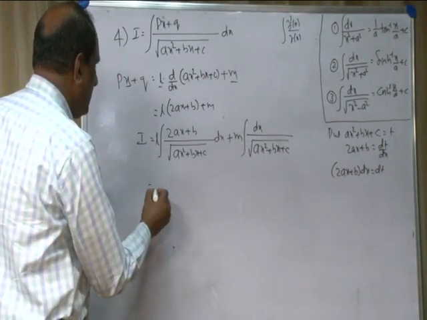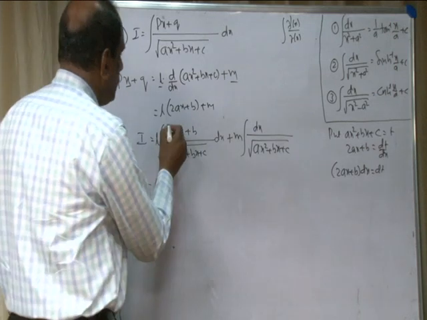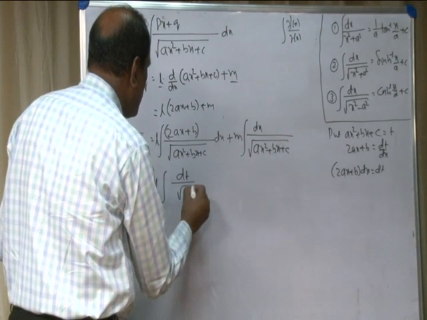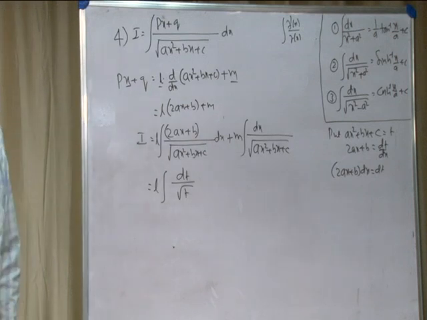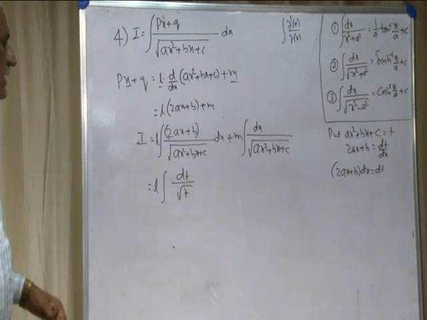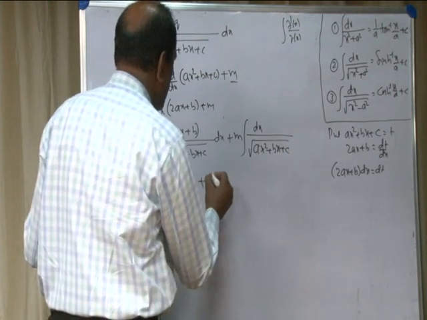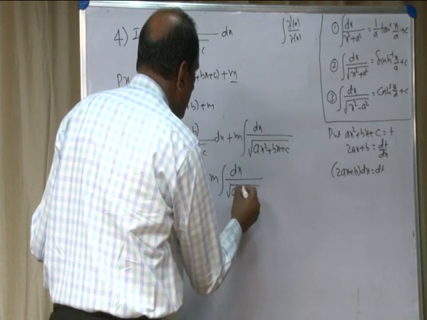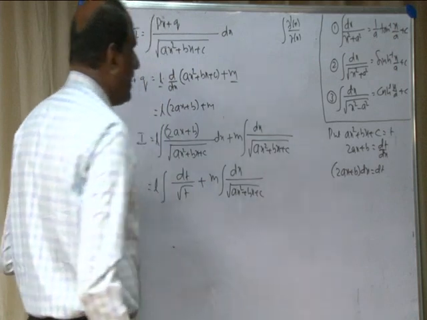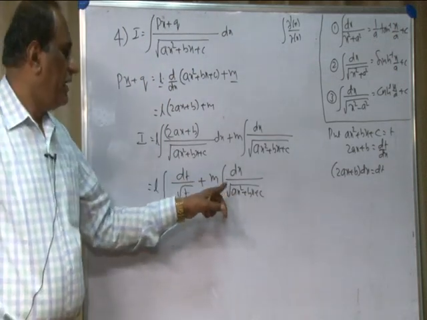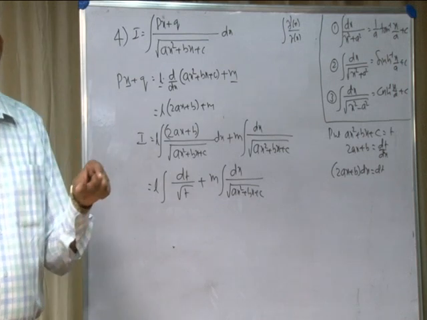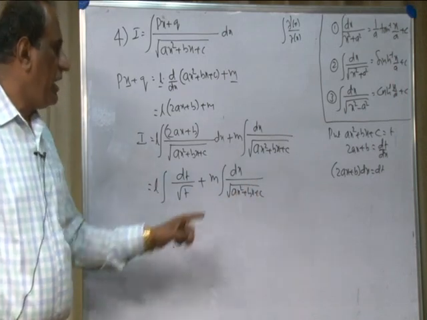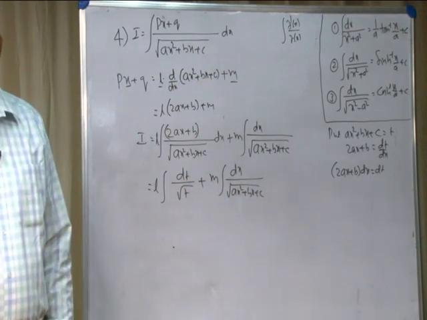Now the given first integral becomes L into (2ax + b) dx, which can be written as dt divided by root t, since the denominator is under the root sign, plus m into dx divided by the root of (ax² + bx + c). The second integration can be evaluated either by expressing the denominator as the root of (x + b)² minus q² or q² minus (x + b)², and applying any one of the standard 7 forms of integrals.